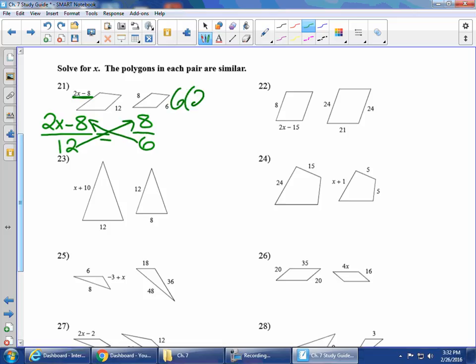6 times 2x minus 8. And then also 12 times 8 is going to give me 96. Again, 12 times 8 gives me 96 on the right over here. 6 times the quantity is going to give me that. Okay? Now, I'm going to get rid of those lines.